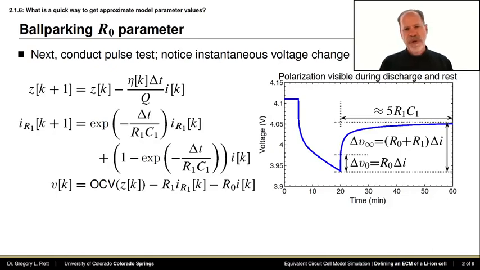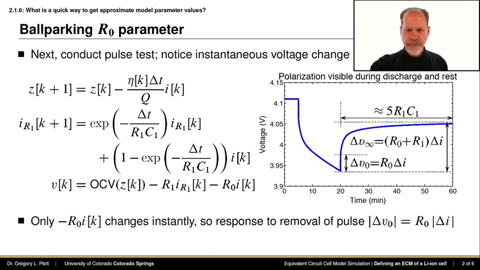And if you look at the resistor-capacitor equations, it turns out that the capacitor voltage also cannot change instantly. So the only thing in the model that can change instantly when current changes is the voltage drop across resistor R0. So therefore, the instantaneous change in voltage at time 20 minutes must equal the magnitude of current change multiplied by the resistance. That's the magnitude of the change in voltage.